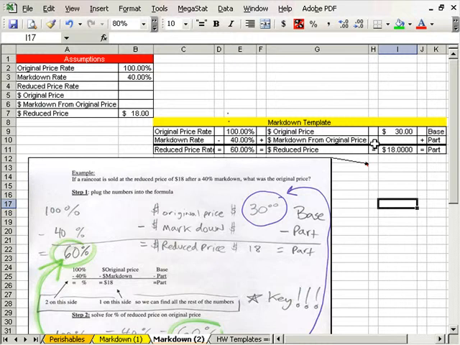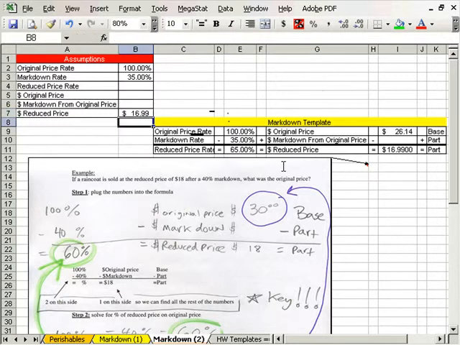Now, why do we always do it this way, set up an assumption? Because really, once you get a little template like this, you can try a bunch of different things. So what if the markdown rate was really 35%? If we change it in the assumptions, then everything here changes. And that's why we also put the round in, right?